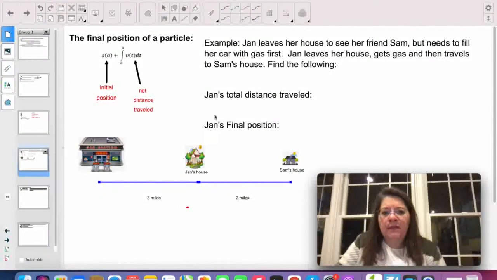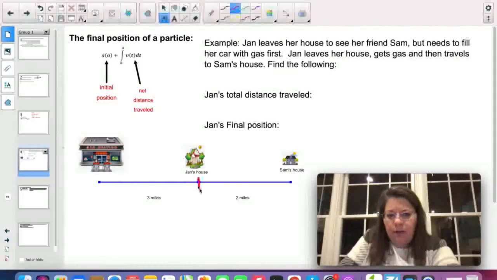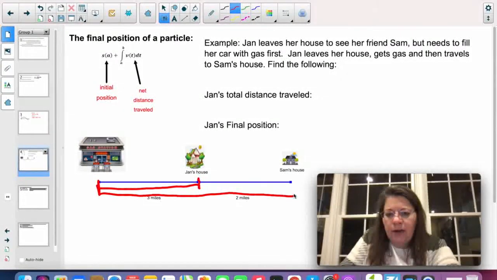So if you think about it this way, Jan leaves her house to see her friend Sam, but needs to fill her car with gas first. Jan leaves her house, gets gas, and then travels to Sam's house. Find the following: Jan's total distance traveled and Jan's final position. Well, she's starting at her house, so that is our starting point. So she's leaving her house and traveling to the gas station, and we know that distance is 3 miles. After she gets gas, she's then leaving the gas station and traveling all the way over here to Sam's house.